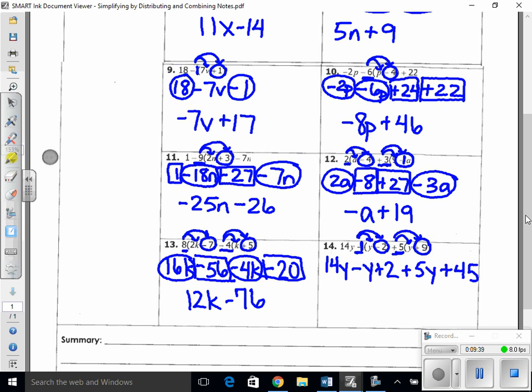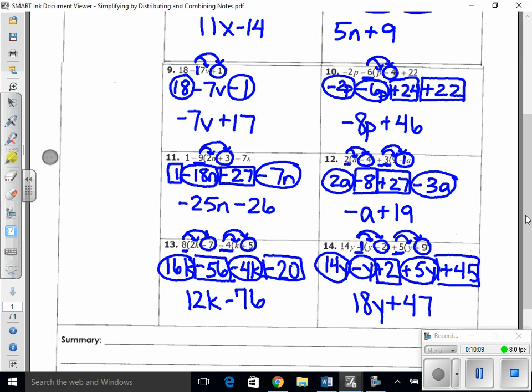Okay, we're at the point where we can combine like terms. Start with your variables. There are 3 y terms. All 3 of them need to go together. 14y minus 1y plus 5y. Go left to right. 14 minus 1 is 13. 13 plus 5 makes 18y. Okay, then you still have the constants in here, so that's a positive 2 that's going to go with a positive 45. And 2 plus 45 makes a positive 47.